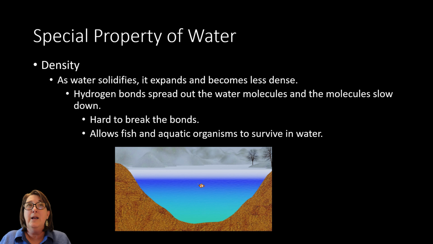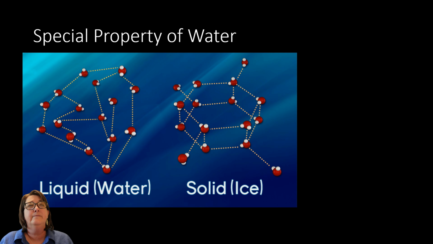This is hard to break the bonds for ice. It's a solid, so again, you just can't twist it and just break it. This is going to allow fish, aquatic organisms to survive in water. It helps to insulate. It doesn't allow water to get cold so fast. It does a lot of stuff.